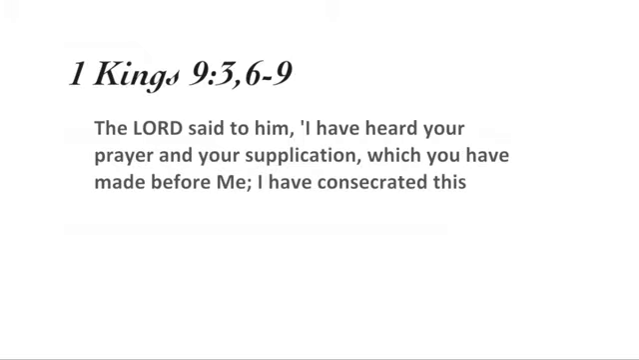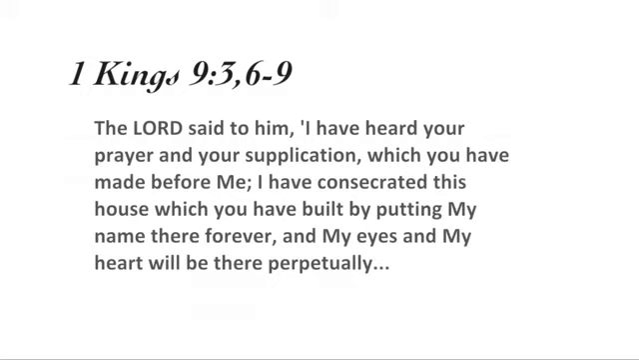The key passages are 1 Kings chapter 9 verses 1 to 9 and 2 Chronicles chapter 7 verses 11 to 22, which describe God's second appearance to Solomon immediately after the account of his dedication of the temple, which is in 1 Kings 8 and 2 Chronicles 6:1 to 7:10. 1 Kings chapter 9 verses 3 and 6 to 9 say, "The Lord said to him," to Solomon, "I have heard your prayer and supplication that you have made before me. I have consecrated this house, the temple, which you have built to put my name there forever, and my eyes and my heart will be there perpetually.